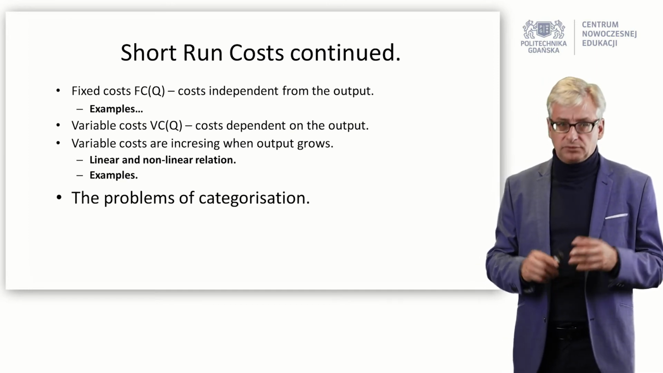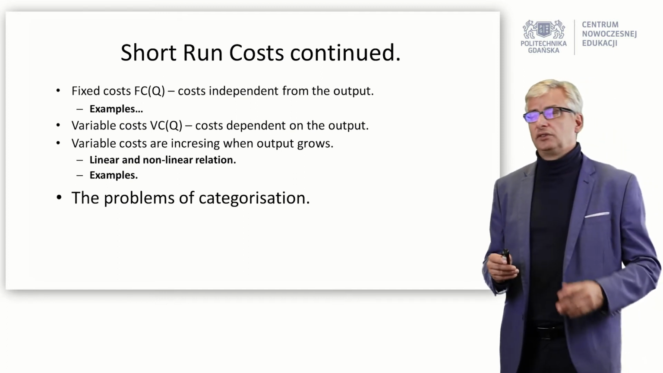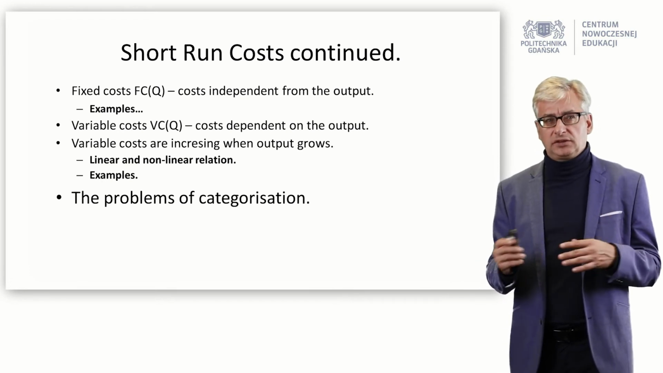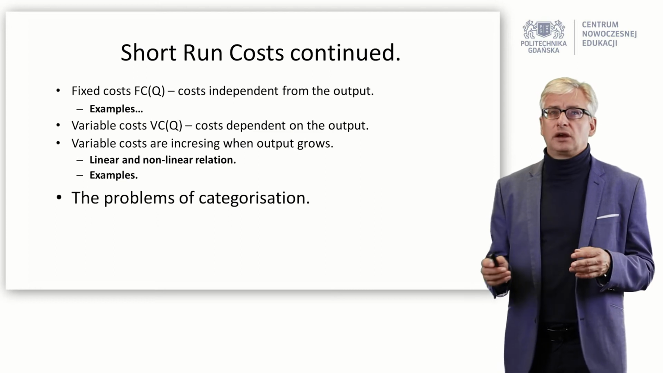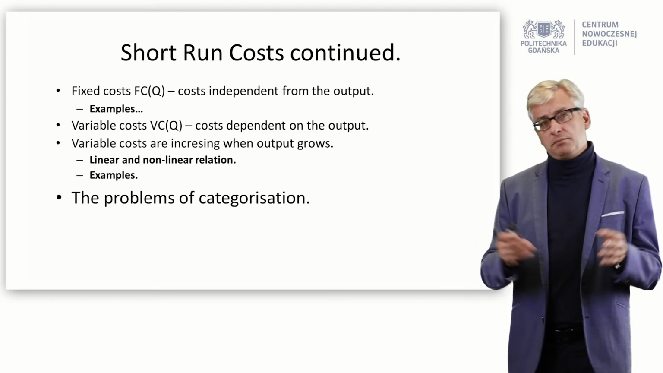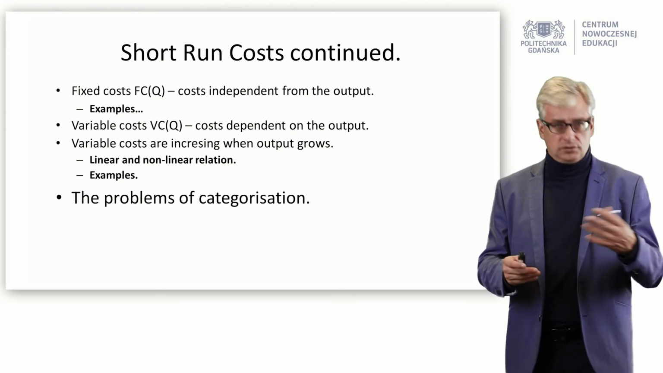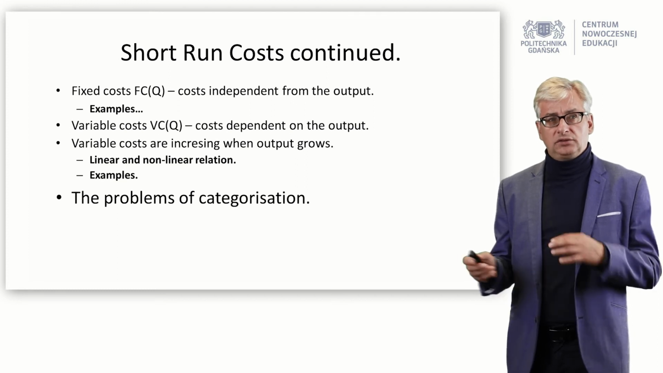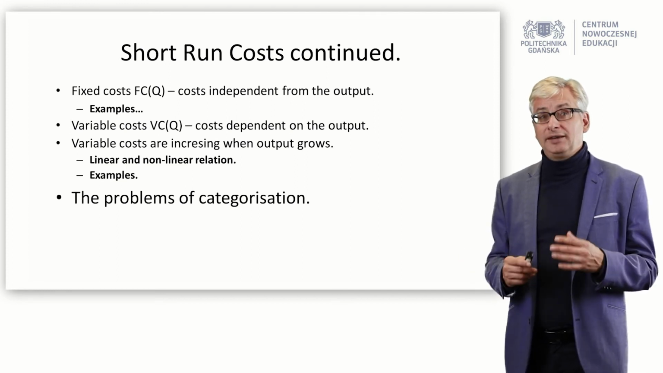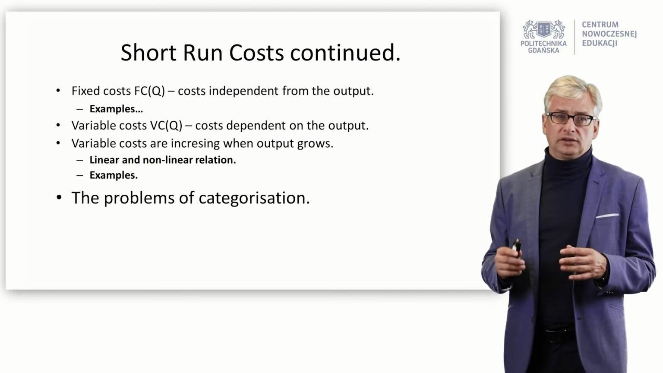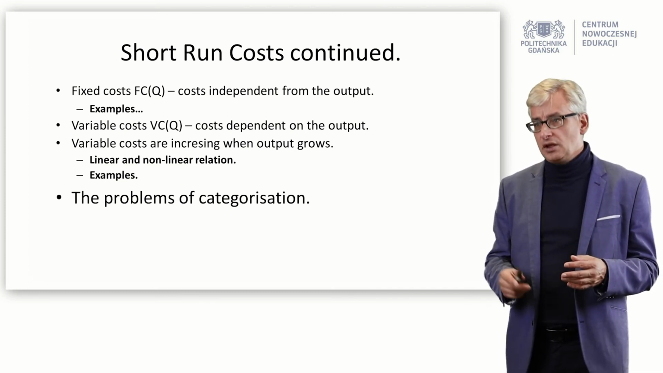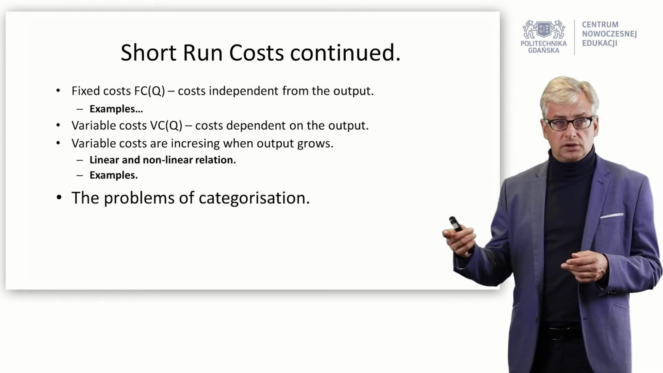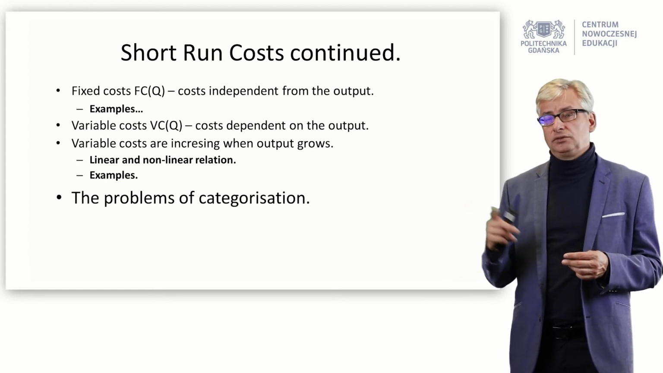Obviously, there are also some problems with categorization. Sometimes it's not very easy to differentiate between fixed and variable cost, right? Take into account your electricity bill, right? Every month when you run a business, you pay an electricity bill for the electric energy that you consume. Is it a fixed or a variable cost? On one hand, we are very likely to classify this bill as variable cost because the more you produce in your business, the more electricity you will probably use. So this kind of cost would depend on your output.